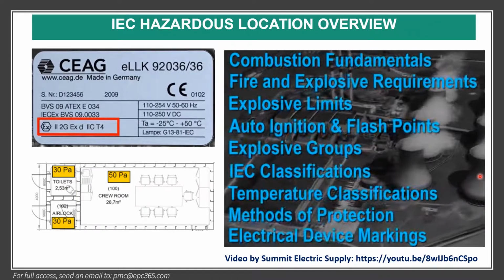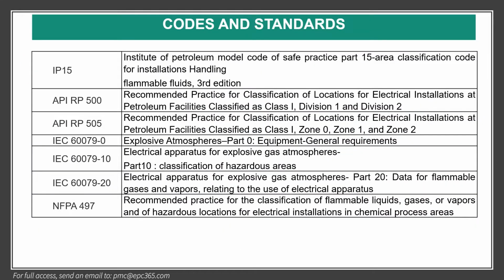I also will explain the purpose of the hazardous classification. If there is a building inside of the classification area, the requirement for the airlock and the requirement of pressurization of the building. Code and standards: there are several codes and standards, depending on the project: IP15 or API 500 or 505, IEC 679, different parts, and NFPA 497.